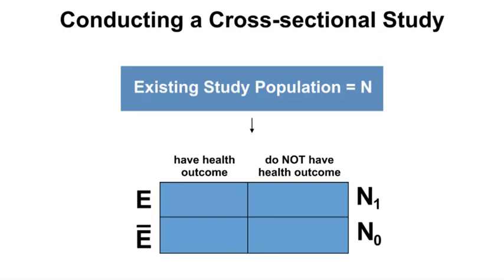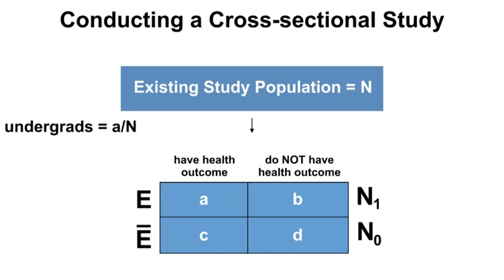Some cross-sectional studies ascertain just the prevalence of a health outcome, while other cross-sectional studies ascertain the prevalence proportion of a health outcome among the exposed and unexposed persons. For example, in this diagram, the prevalence proportion for the exposed is A over N1 and for the non-exposed is C over N0. For example, let's think about the prevalence of type 1 diabetes in undergraduates. That would be A divided by N.